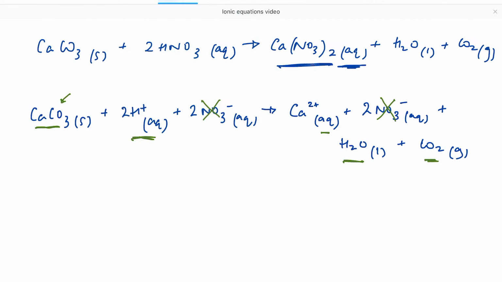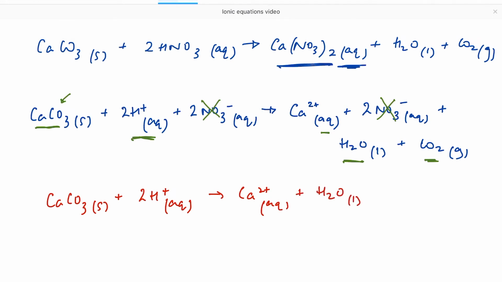So rewriting this as an ionic equation, it would be calcium carbonate, always put in my state symbols, reacting with the 2 hydrogen ions from the acid to form calcium ions in solution, and molecular water as a liquid, and carbon dioxide gas.